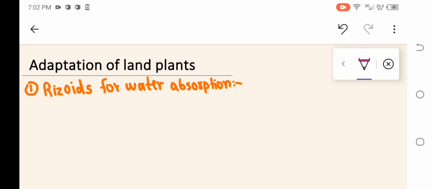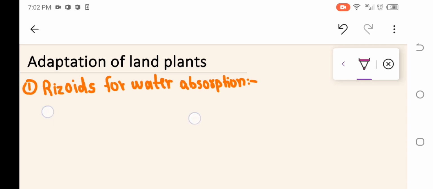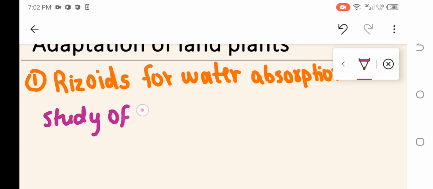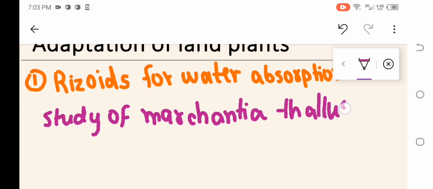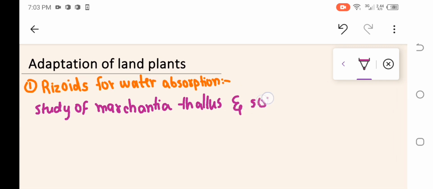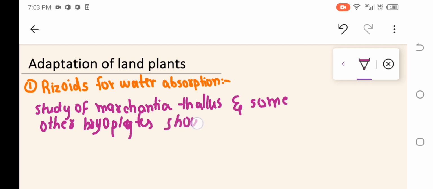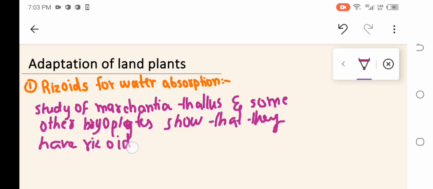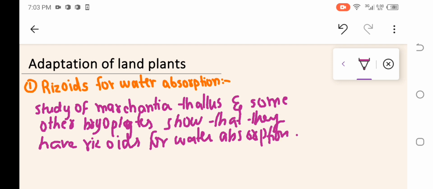Now how? The study of Marchantia thallus and other bryophytes shows that they have rhizoids for water absorption. For water absorption, they are long and filamentous extensions.